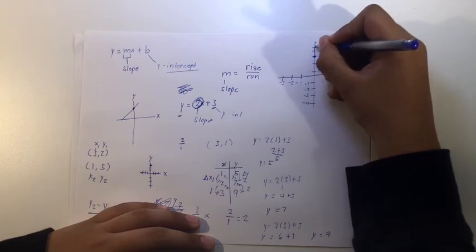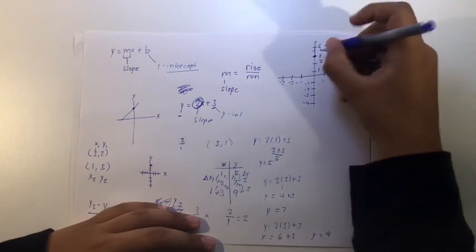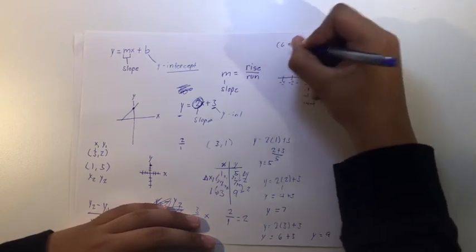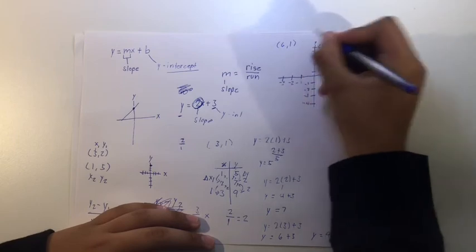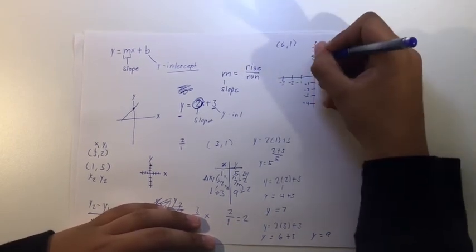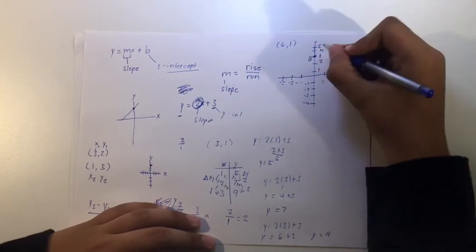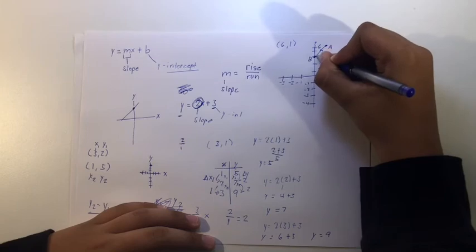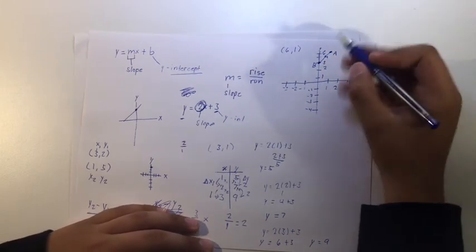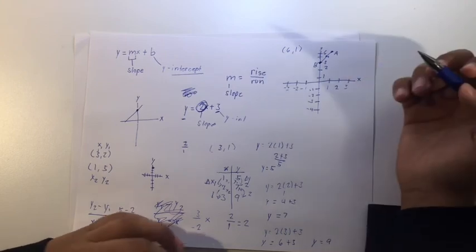Rise, then run 1. That's one coordinate. So the coordinate here is 1, 6. Let's call it coordinate A. And this is our coordinate B for the y-intercept. Now we can connect these. But as you can see, this is only a part of the actual line. We need the whole line.